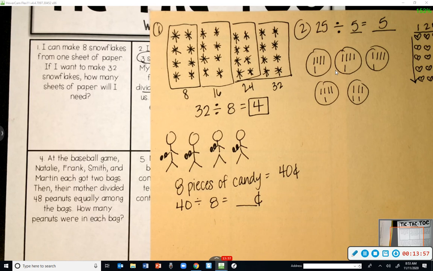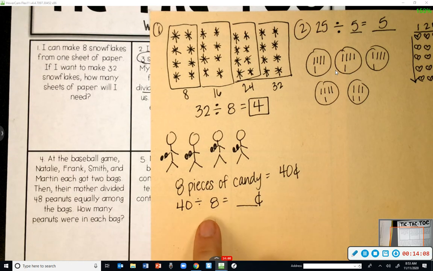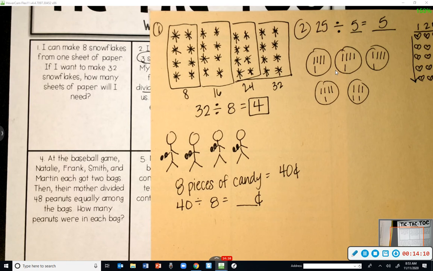What can I do to show 40 divided by 8? Someone besides Kelsey. Brandon, what do you think? How could I work this out? 40 divided by 8. You use an array. Okay, and if I'm going to do an array, how would I start that?